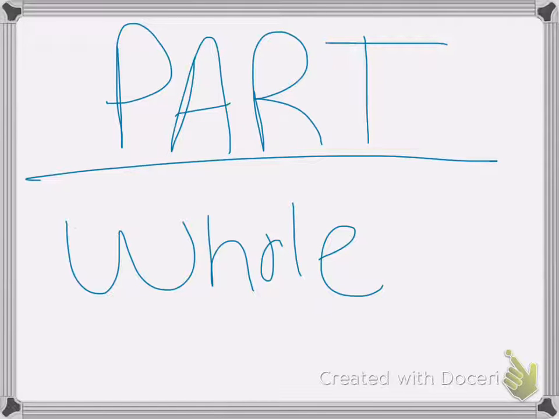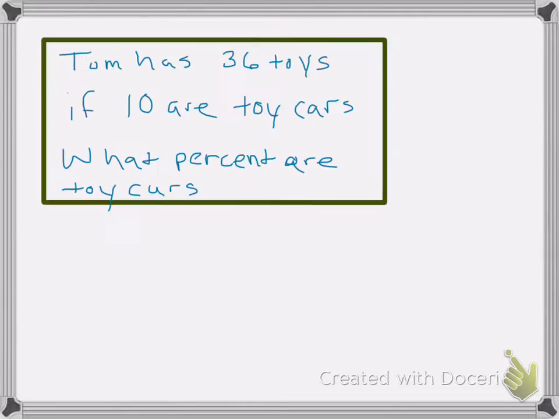Okay? All right, so let's take an example. I know in class today in the warm-up, we had an example and it was extensive, it had lots of stuff to it. But I wanted to make sure that you guys knew how to do this. So, Tom has 36 toys. If 10 of the toys, oh, I apologize, that is not a very well-written question. If 10 of the toys are cars, what percent are toy cars?